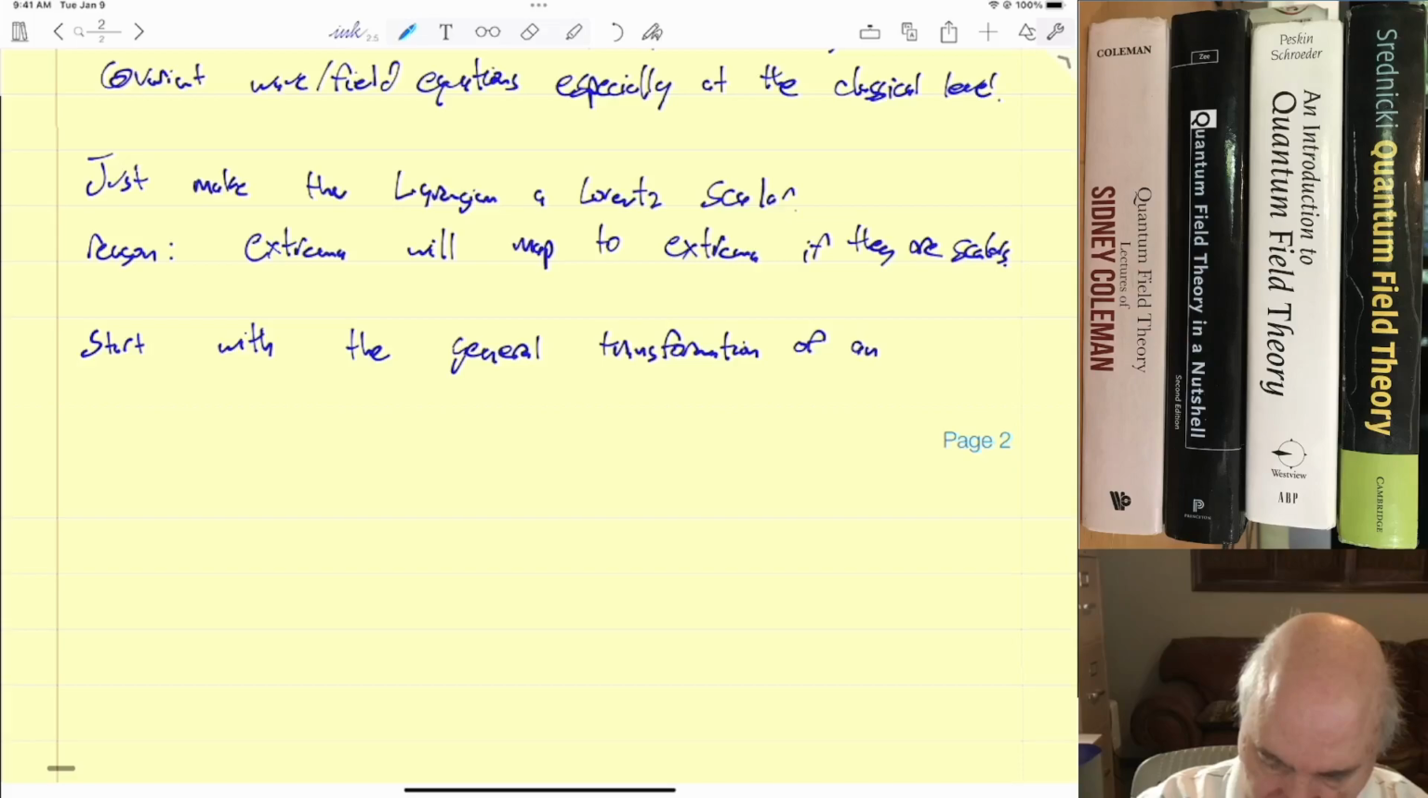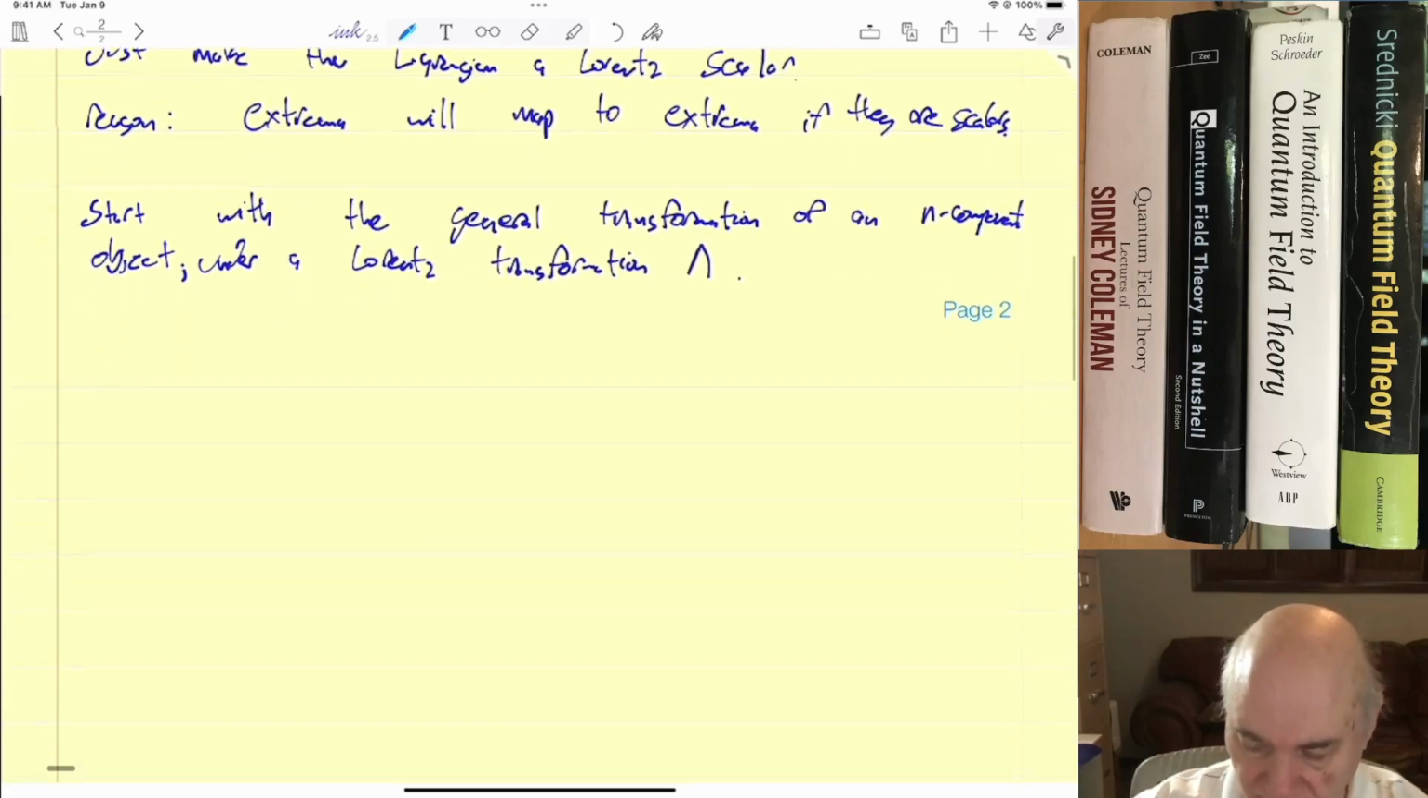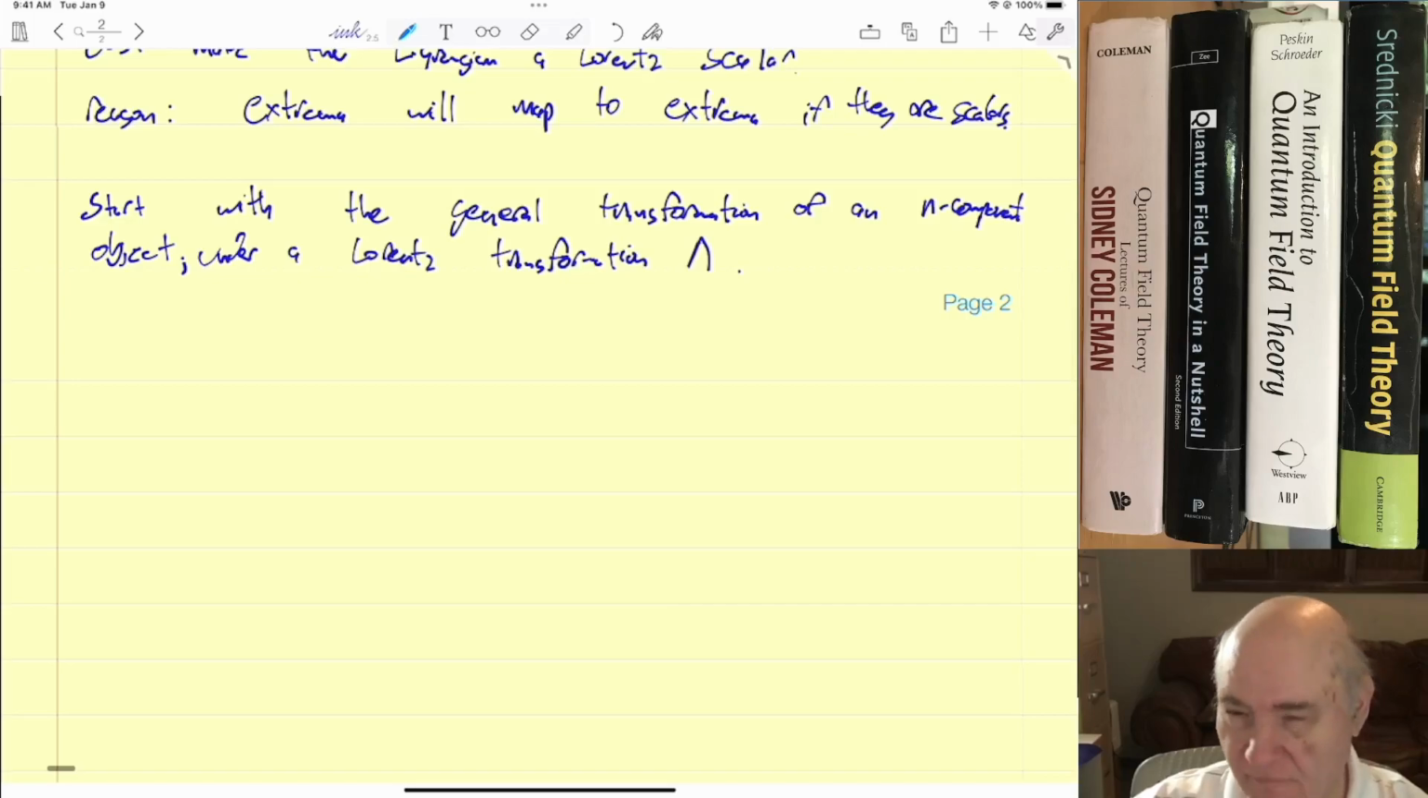Of an n component object under a Lorentz transformation lambda. So lambda in these notes and in Peskin Schroeder is always a Lorentz transformation. And for right now, I'm only dealing with proper, I forgot the exact terminology. We're only dealing with the restricted Lorentz transformations.